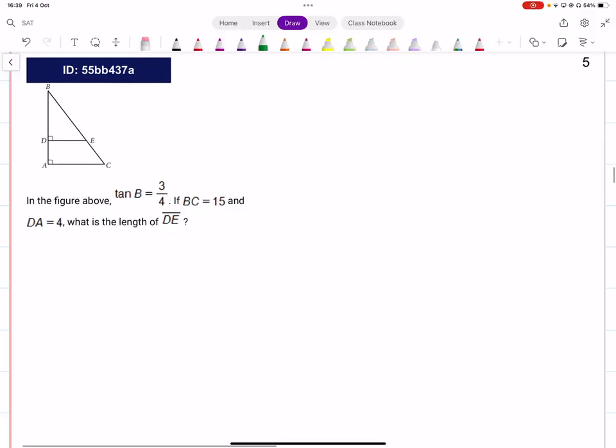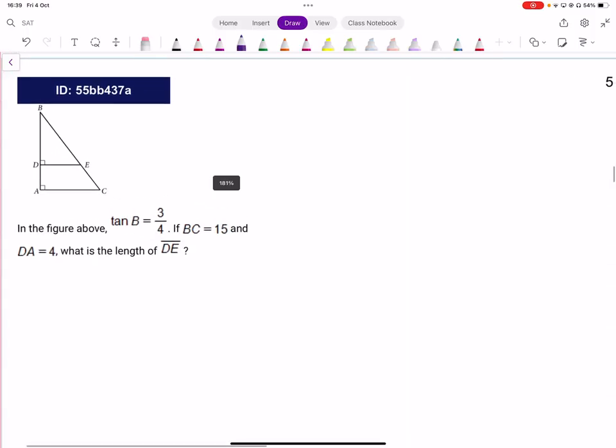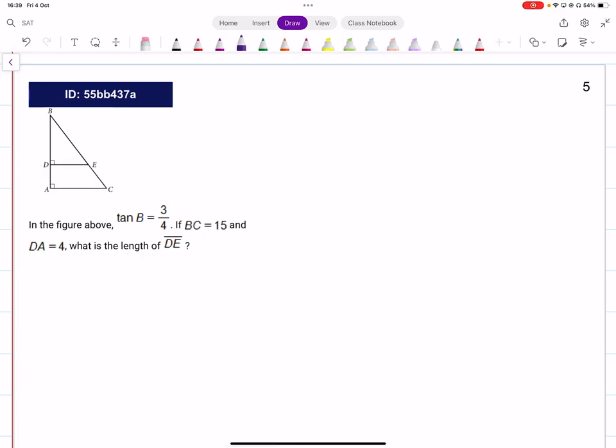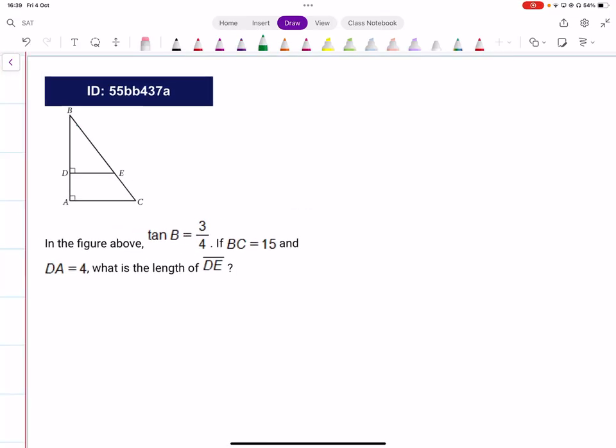Okay, in the figure above, tan B equals 3 over 4. And if BC is 15 and DA is 4, what's the length of DE? Okay, let's just mark those lengths. We know this angle's tan. BC is 15, this whole length is 15. Okay. DA, this length is 4 units. What's the length of DE? This is what we are looking for. Okay.